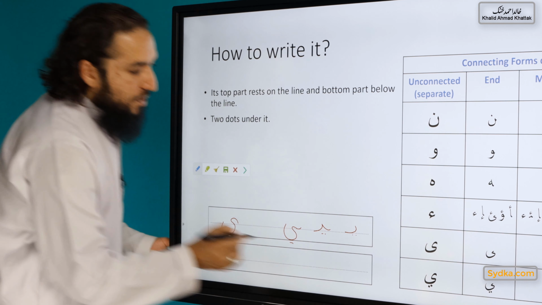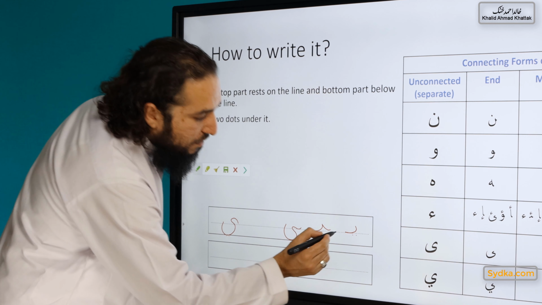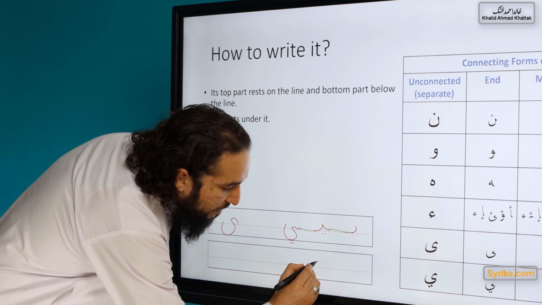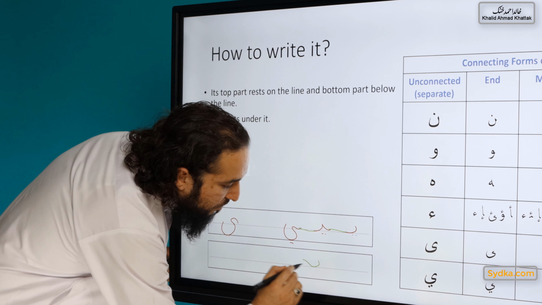Can we connect them? Yes, we can. Connect here, connect there. We can write it again.